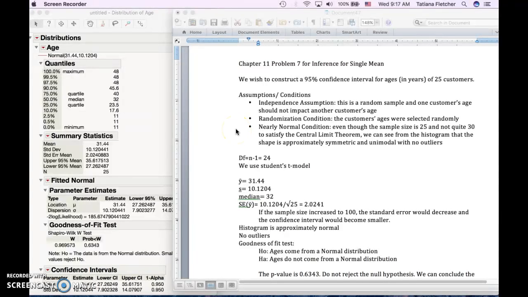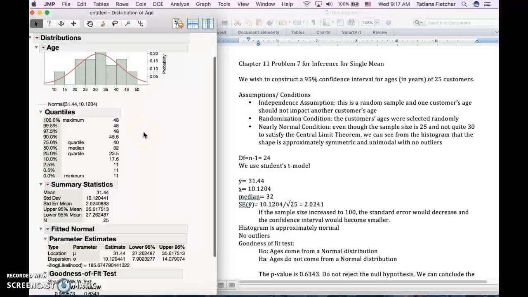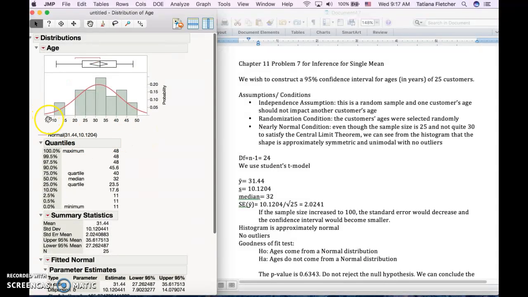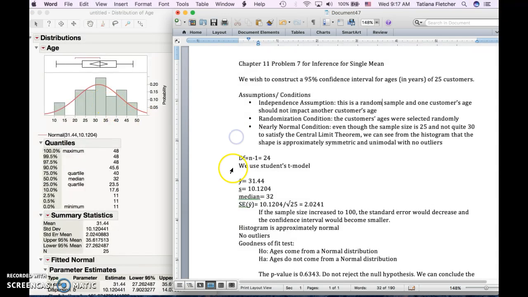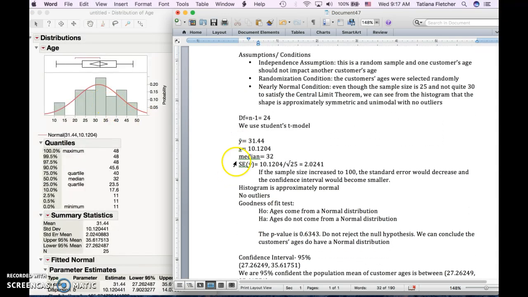The nearly normal condition is also satisfied, even though our sample of 25 is not quite 30. We can see from the histogram and the JMP output that the histogram is roughly symmetric and unimodal, with no outliers. So we can see that our df is 24 from the sample size.